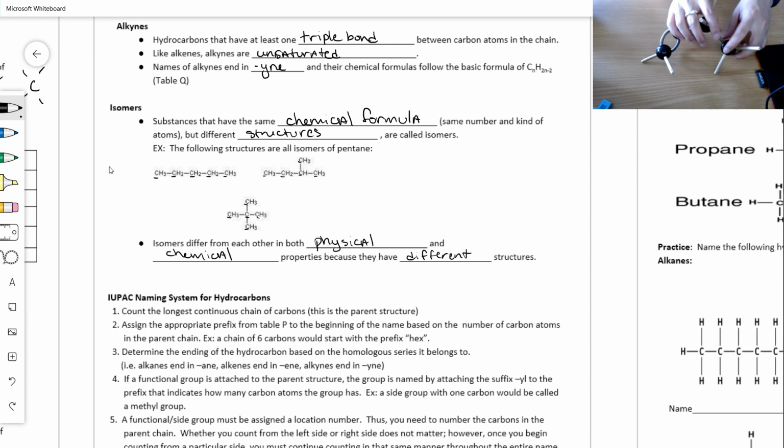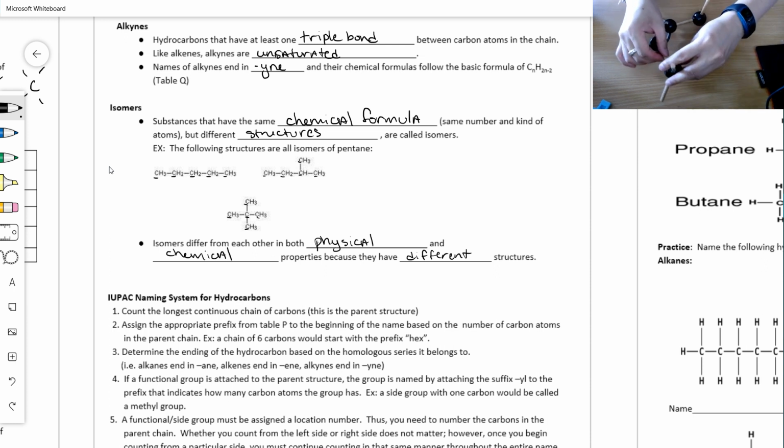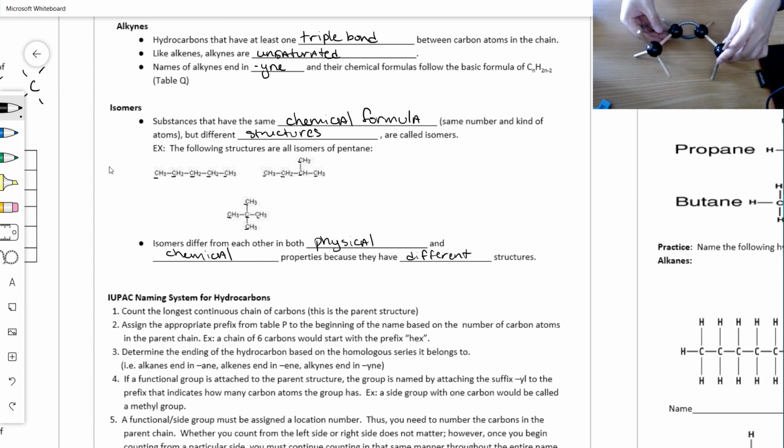I can change this into 2 butene, which is the one that we had, if I move this carbon over. And now it's 2 butene because I go 1, 2, there's that. Those are isomers of each other. Technically, they're the same thing, right? It's 4 carbons, and then however many hydrogens are out here. It's 10. Might be 10. No, it'll be 8. 1, 2, 3, 4, 5, 6. Yeah, it's 8. So that would be the same thing.